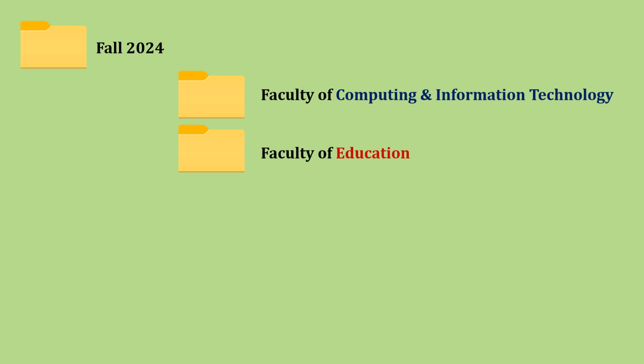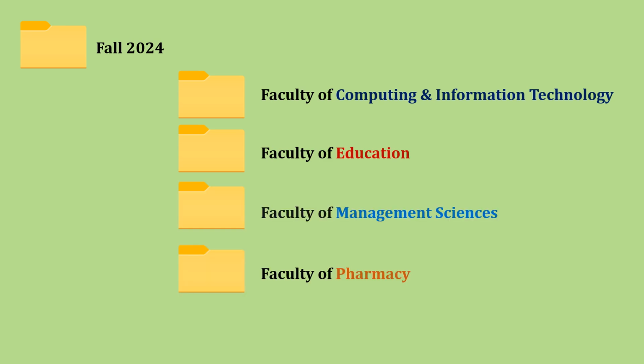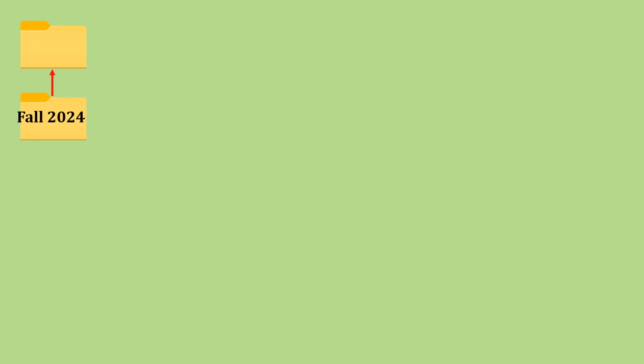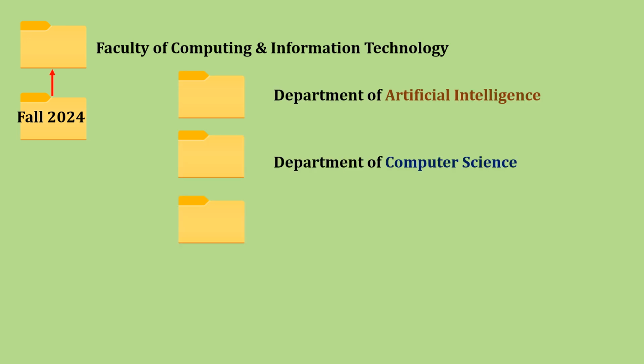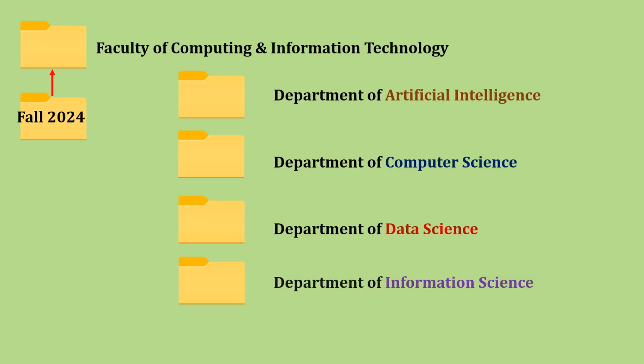The QEC will create a folder named Fall24 with all subfolders organized by the QEC to ensure a structured arrangement of materials. Upon accessing the folder, users will see different folders corresponding to the available faculties. For instance, within the Faculty of Computing and IT folder, there will be a subfolder for each department. Next, we will click on the Artificial Intelligence department.